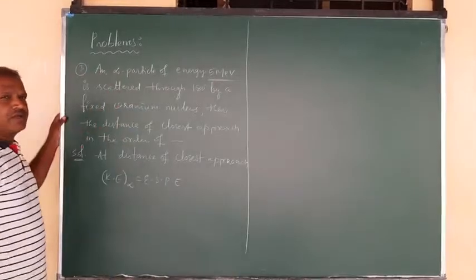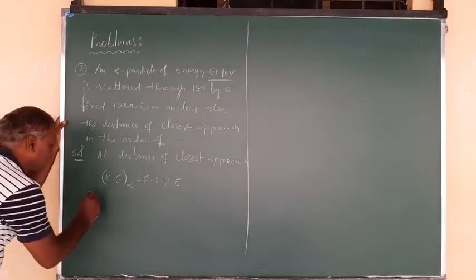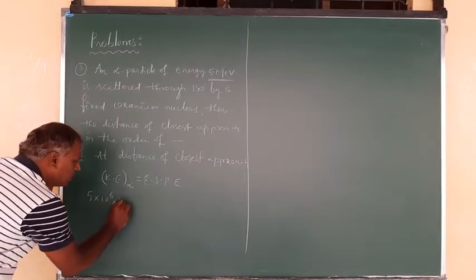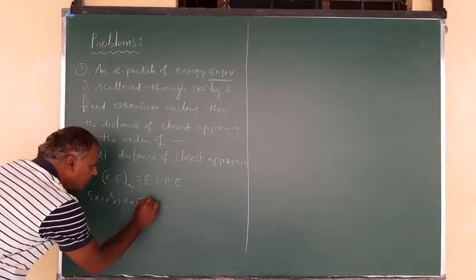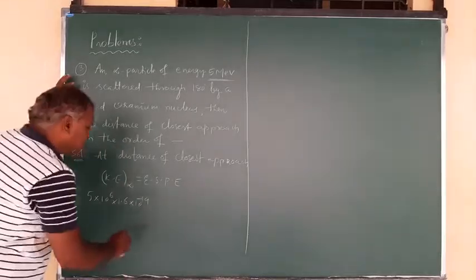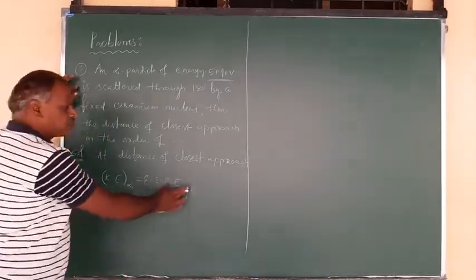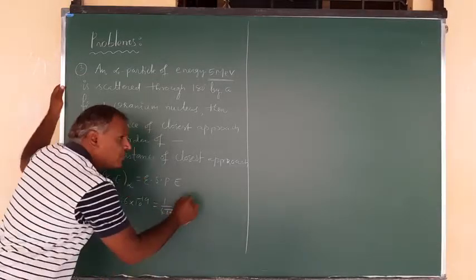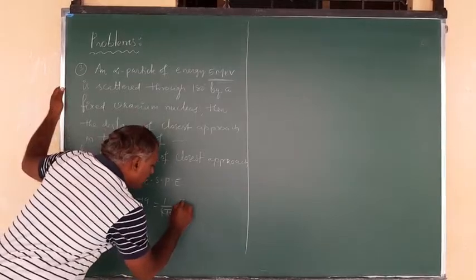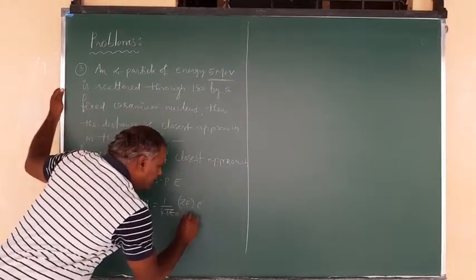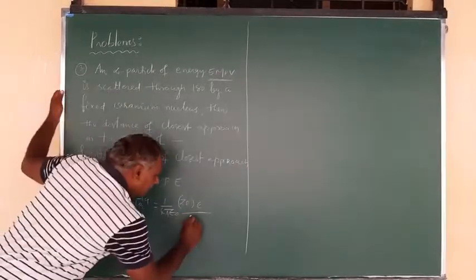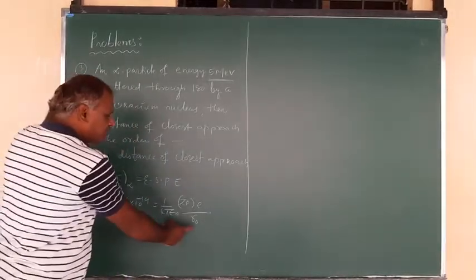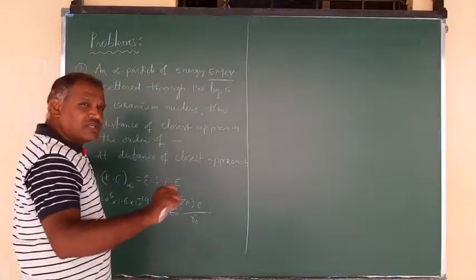The total value is provided, that is 5 million electron volts. So I can write it as 5 into 10 power 6 electron volt. Converting into joule, that is 1.6 into 10 power minus 19 joule, is equal to the electrostatic potential energy. You can write it as 1 upon 4 pi epsilon naught Q1 Q2, that is, ZE into E upon the distance of closest approach. So this is the electrostatic potential energy between the nucleus and the alpha particle.